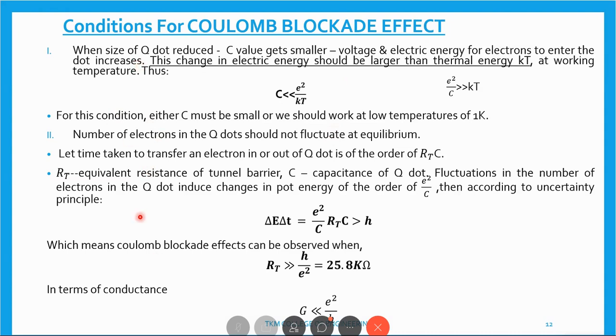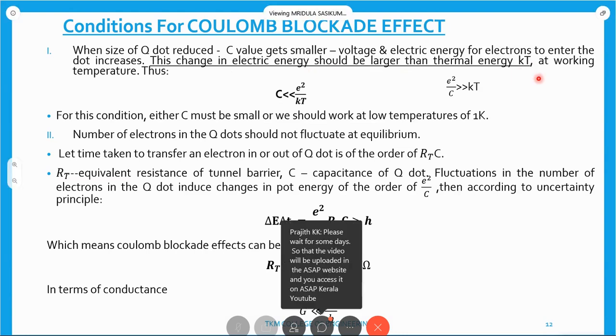Conditions are there. First one, when the size of the quantum dot is reduced, the capacitance value also gets reduced, and the electric energy for electrons to enter the quantum dot increases. In simple words, the change in electrical energy should be greater than the thermal energy kT. It can be kT or k_B T at working temperature.